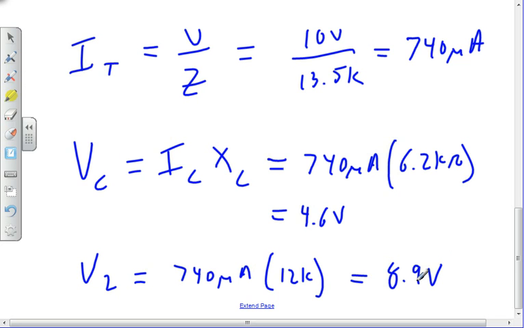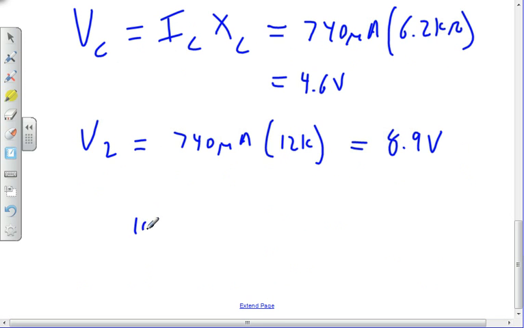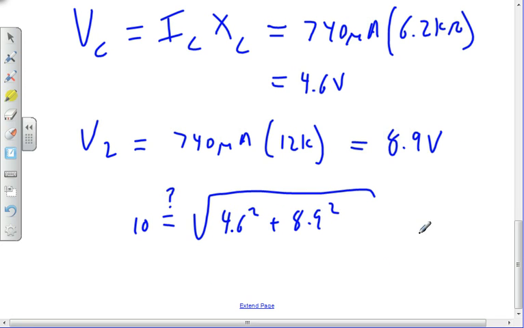8.9 squared plus 4.6 squared equals square root 10 volts. So I did an idiot check to see if 10 volts is equal to the square root of 4.6 squared plus 8.9 squared, and yes, it is. Check.